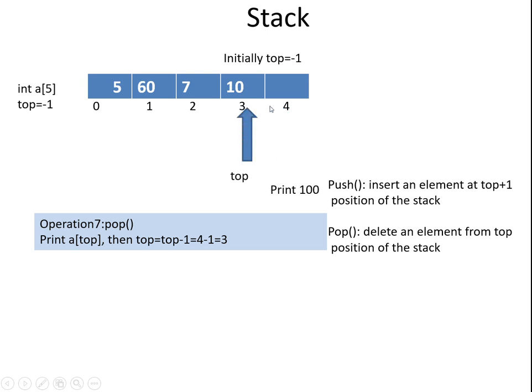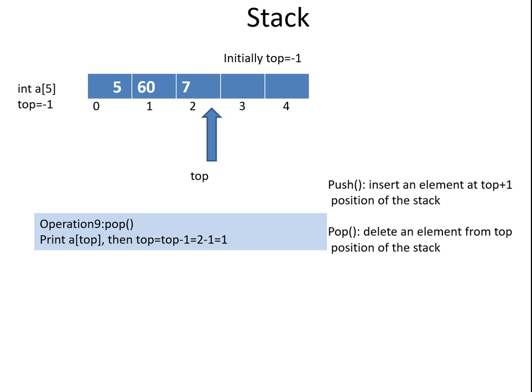You can see here, now the top value is pointing here and the 100 is popped out. Likewise, if we again do the pop operation, then the top value pointer will be here, and this 10 value will be popped out, and it will print 10.